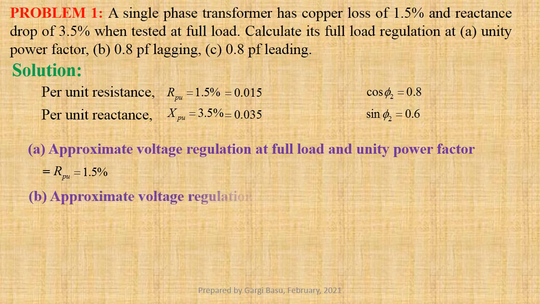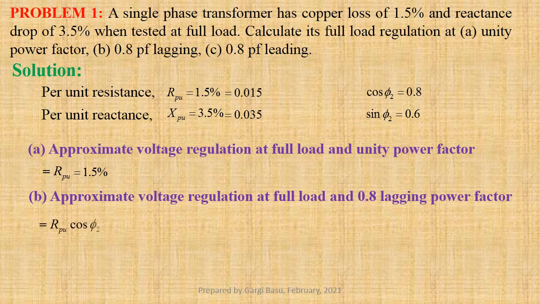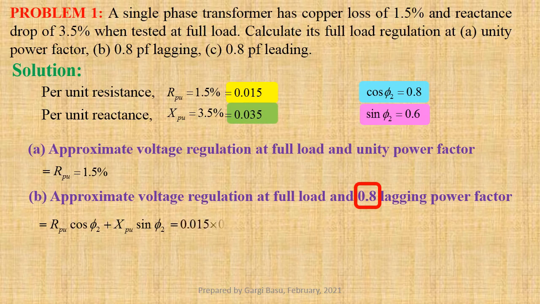Approximate voltage regulation at full load and 0.8 lagging power factor equals R per unit cos phi 2 plus X per unit sin phi 2. Using values we get 0.015 into 0.8 plus 0.035 into 0.6, that is equal to 3.3%.